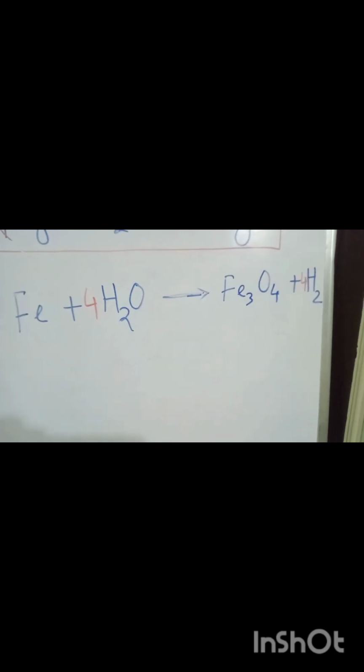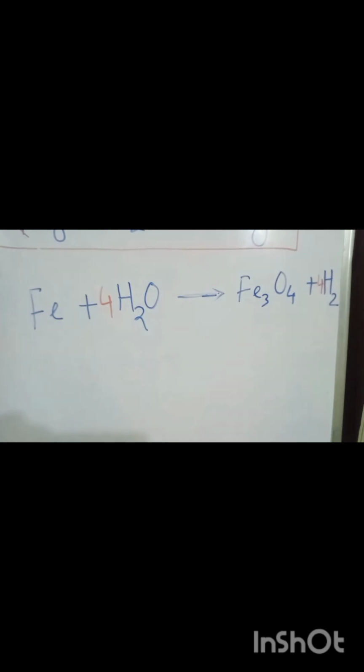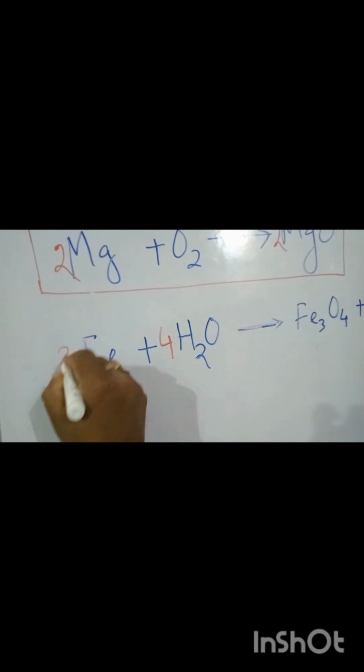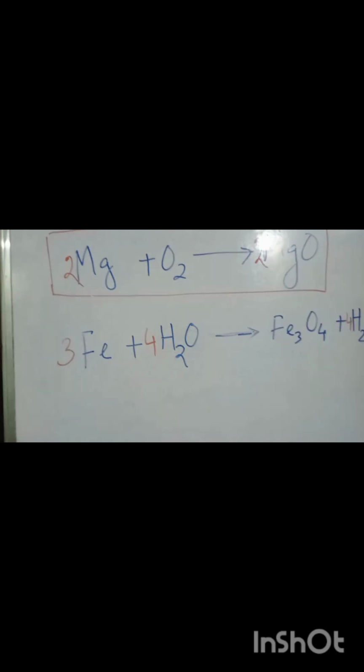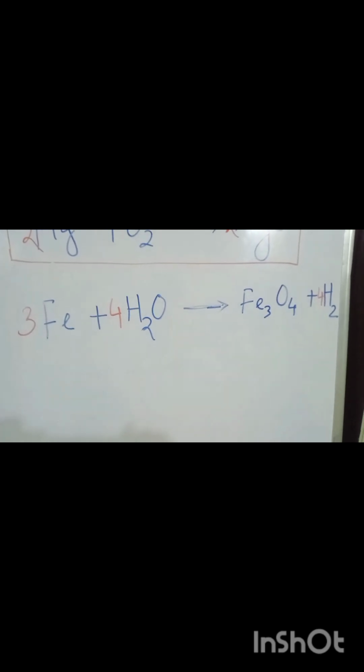So on the right side we find there are 3 atoms of iron, so we can multiply 3 on the left side with iron, and now our equation is balanced.